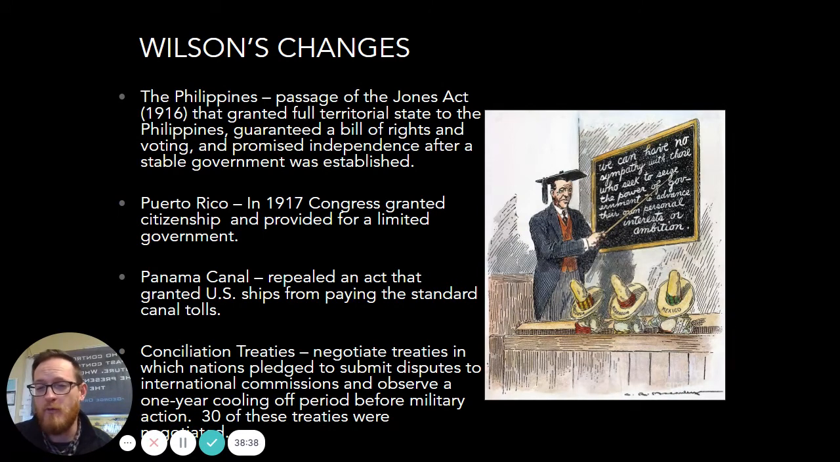And again, that's going to be his hope for World War I, which we'll talk about next class. Obviously, that does not happen. Thirty of these types of treaties would be passed, though. So you're going to see Wilson is going to take a much less aggressive stance on foreign policy.